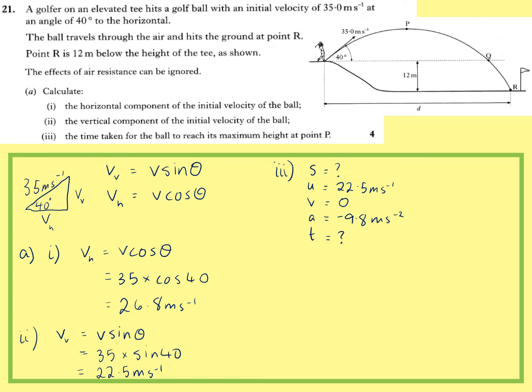So we have two unknowns, but we want to work out the time, so we can ignore the displacement. The best equation to use for this is V equals U plus AT. So filling in our numbers, we've got 0 equals 22.5 plus negative 9.8 times t. Rearranging this for t gives t equaling 2.30 seconds.